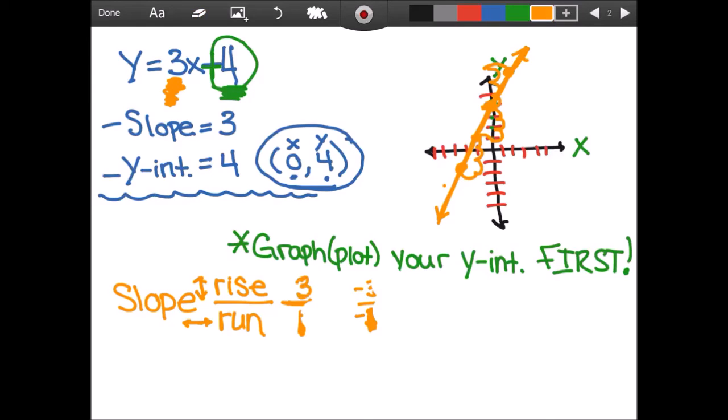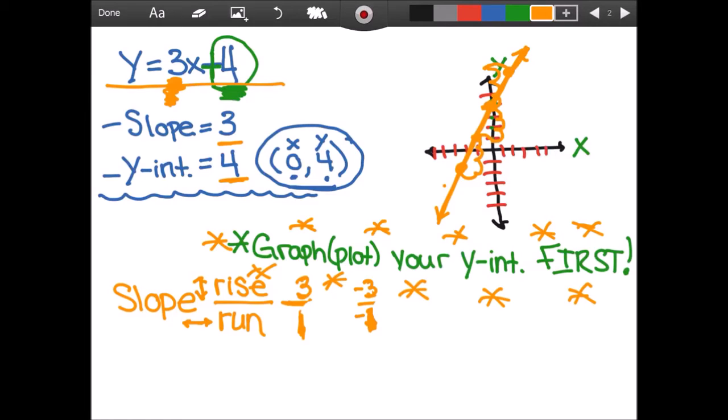So that is how you would take a slope-intercept form, and you would pull out, here's your slope is 3, your y-intercept is 4. Remember, our main thing here, this is very, very important. You want to graph your y-intercept first. Okay, say that to yourself. I want to graph the y-intercept first.